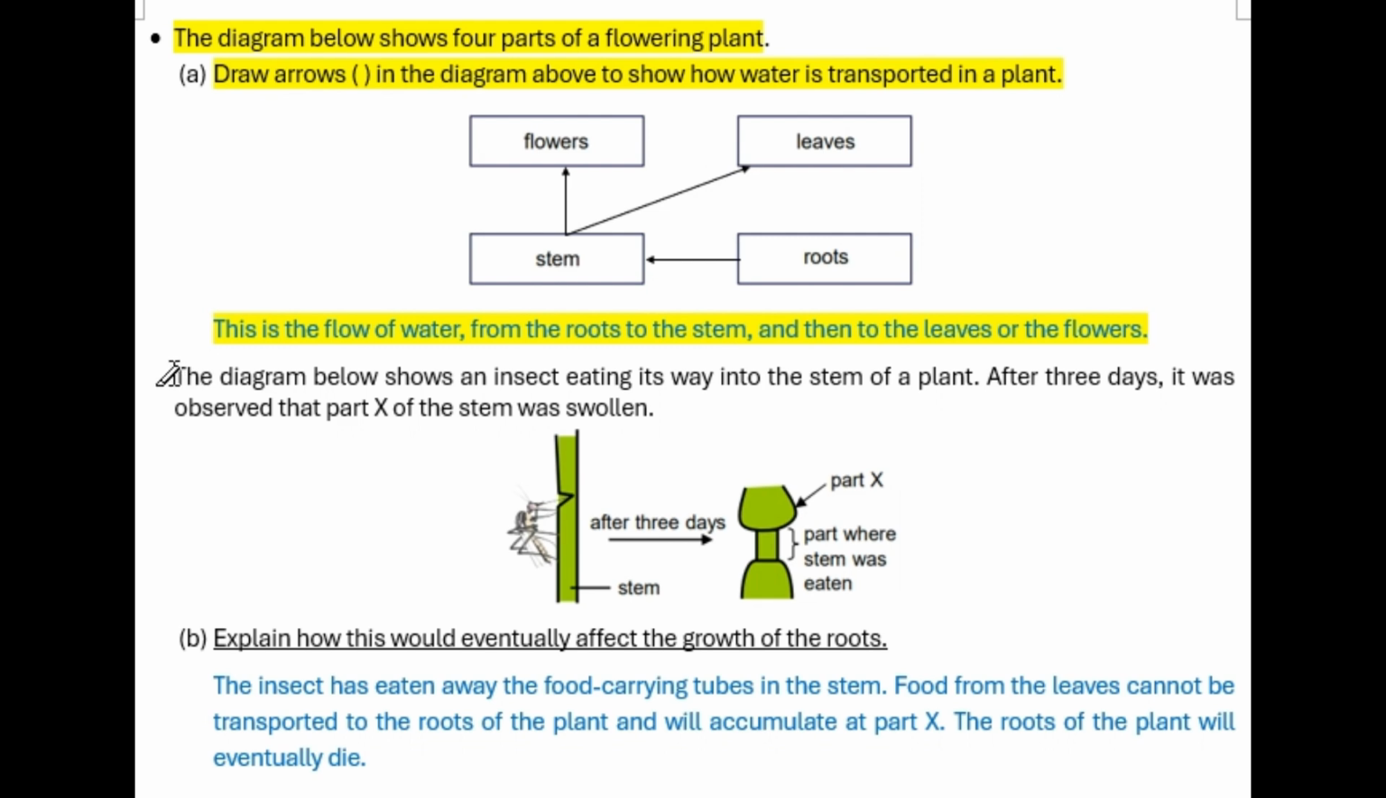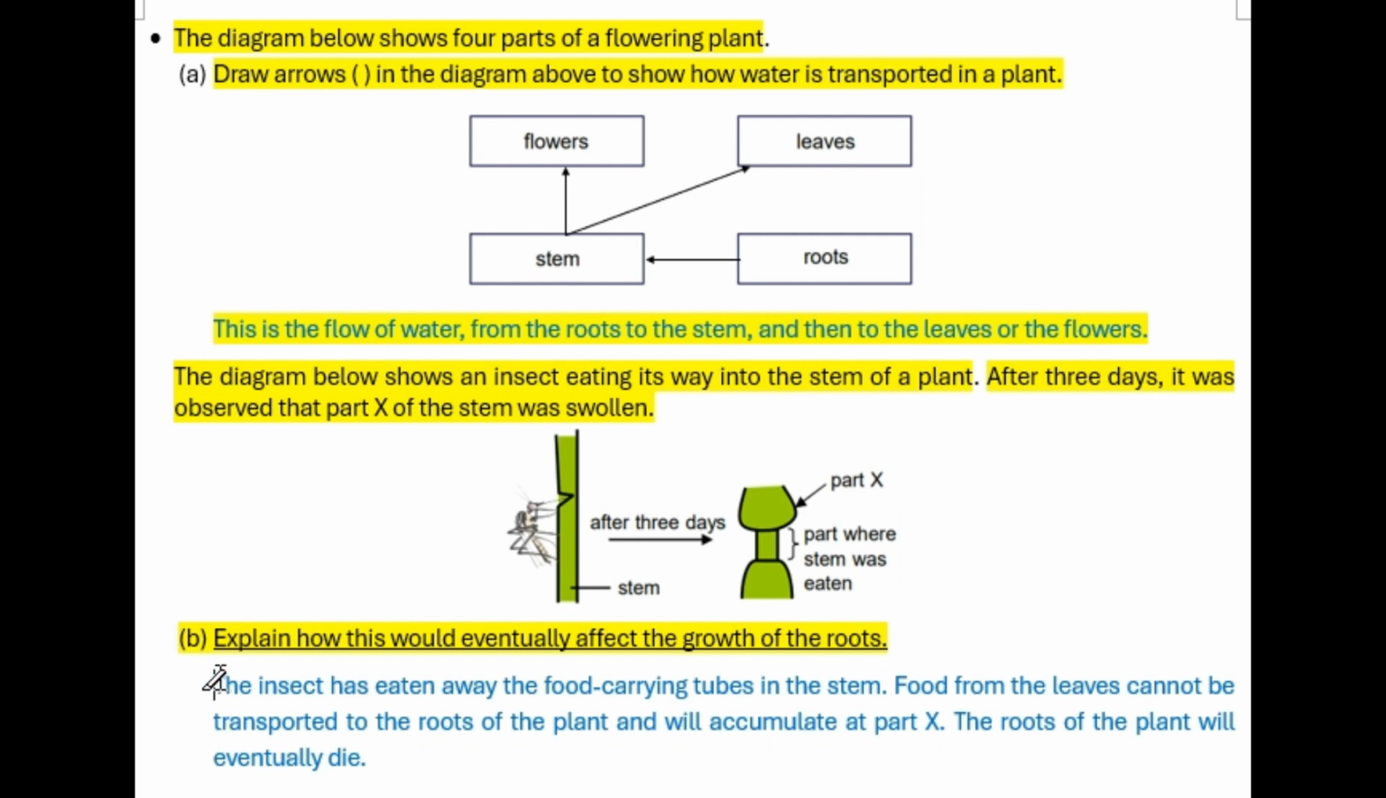The diagram below shows an insect eating its way into the stem of a plant. After 3 days, it was observed that part 10 of the stem was swollen. B. Explain how this would eventually affect the growth of the roots.